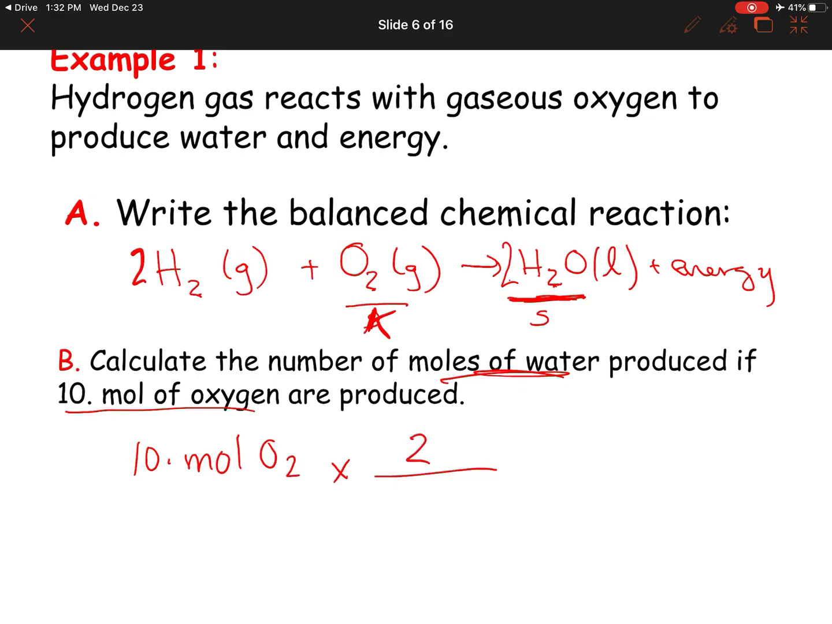What I know is oxygen. The coefficient of that is 1. It's not written. Gee, that math is not very challenging. 10 times 2 divided by 1. So that is 20, maintain sig figs, moles. But now we're not going to say moles of oxygen. We're going to say moles of water. That was pretty easy.